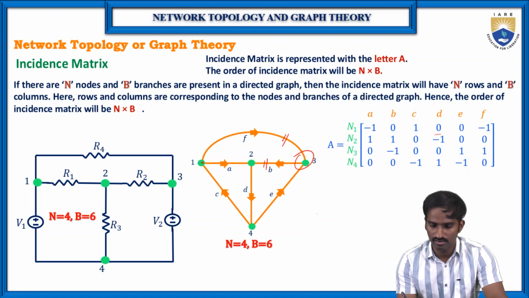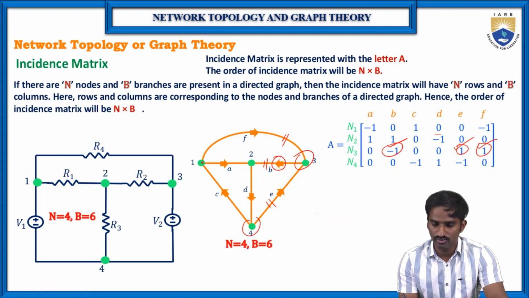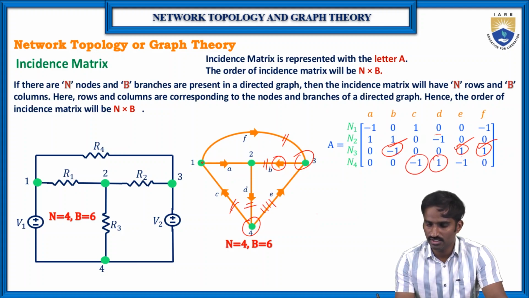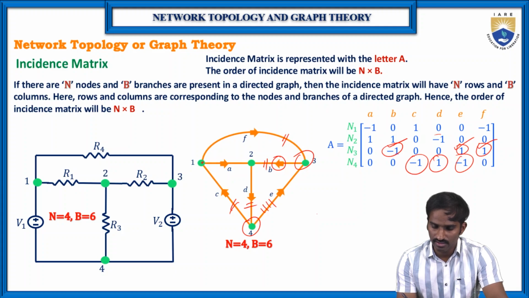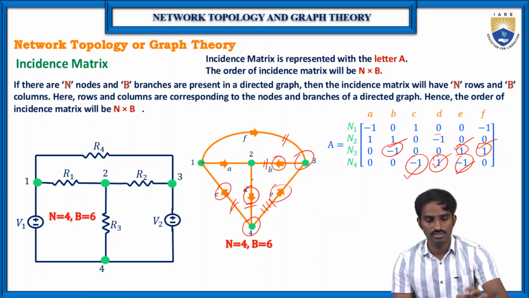F, B, E. So here you can see B, E, F. Of course here the direction of the B is away from the node 3, so that's why the direction of the B is -1, and the remaining are +1. Similarly with respect to node 4, so C, D, and E. But here other than D, these C and E are away from the node 4, so that's why these are having the minus sign, and this is having the positive sign. So this is how we can write the incidence matrix, right?